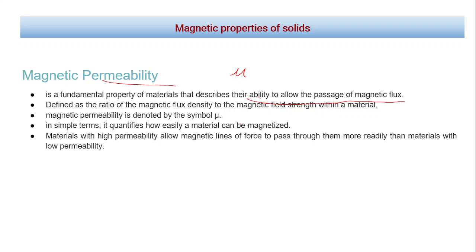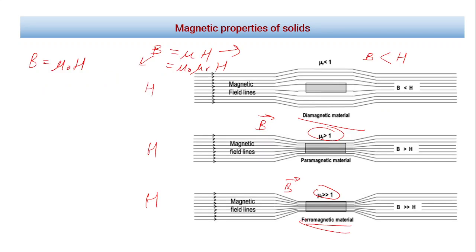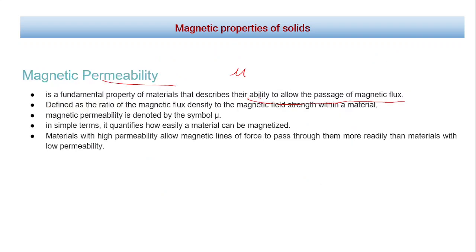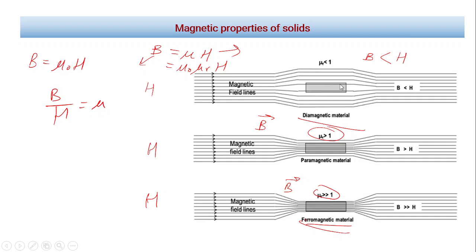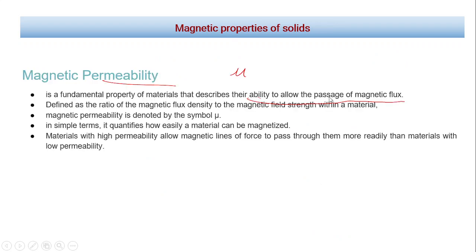We can define it in terms of B and H. That is quantitative, we don't need that. Qualitatively, for clarity, it is the ability of a material, how easily it will let the magnetic lines of force pass through it, as we saw, which was higher for paramagnetic and ferromagnetic material, whereas lesser for diamagnetic material.